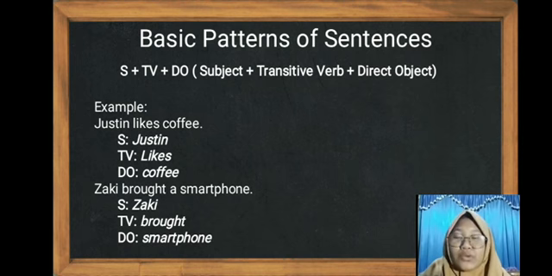Direct object answers the question what or whom. Example question, what does Justin like? The answer, coffee. Therefore, coffee is a direct object in the sentence. Second example, Zaki broke a smartphone. Zaki as a subject, broke as a transitive verb, smartphone as a direct object. What did Zaki break? A smartphone. Therefore, smartphone is a direct object in the sentence.